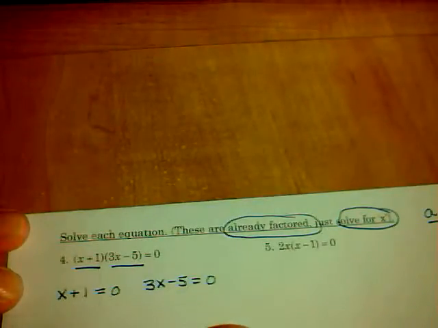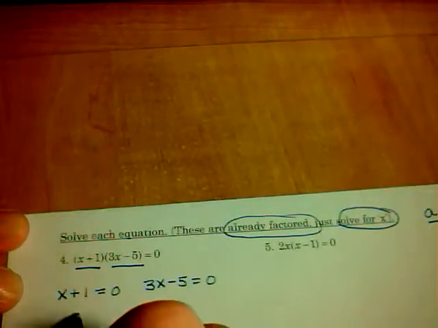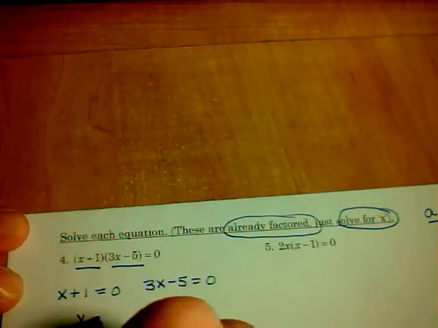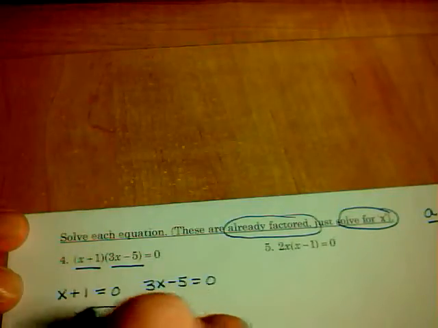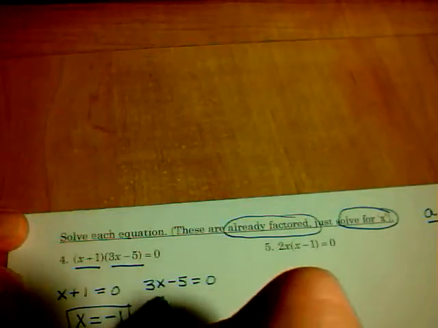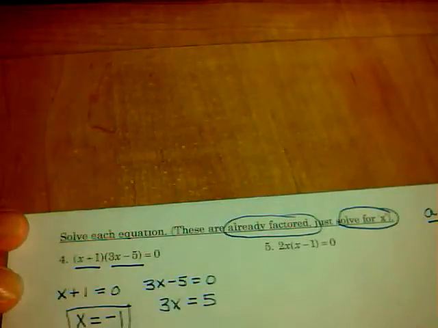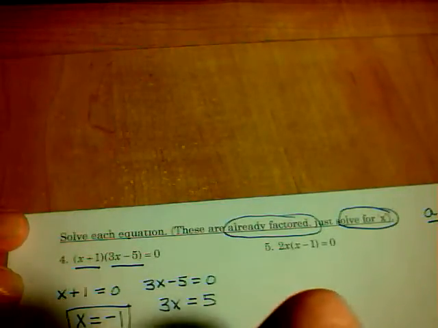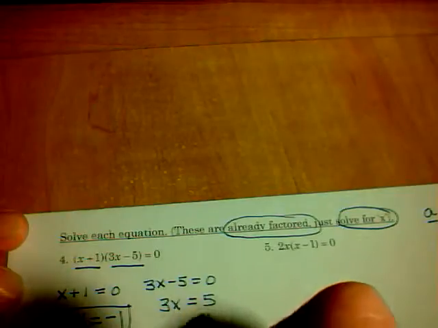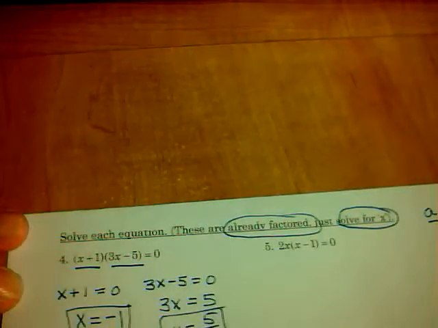We just need to solve each of these for x, so we subtract the 1 on this one, and you get x equals negative 1. There's your one solution. And this one is going to be a two-step equation. You have 3x equals, we're going to need to add 5 in this case, and then in the last step we're going to need to divide by 3, so x equals 5/3. So you have two solutions here, one solution for each of your factors.